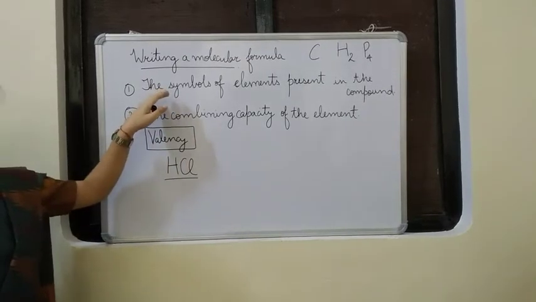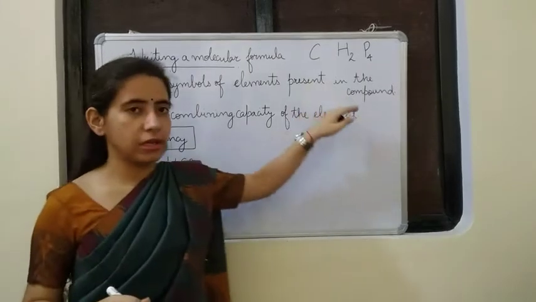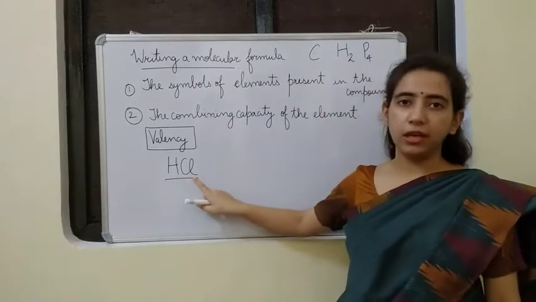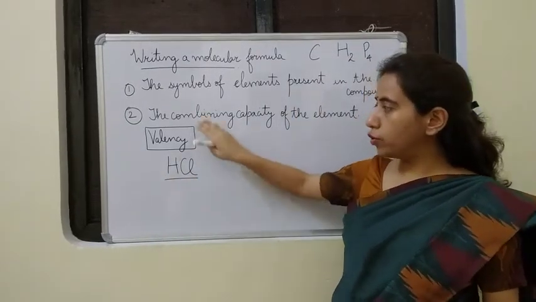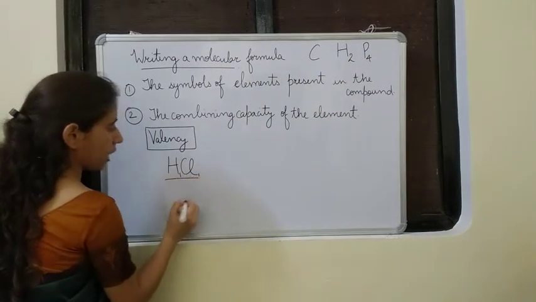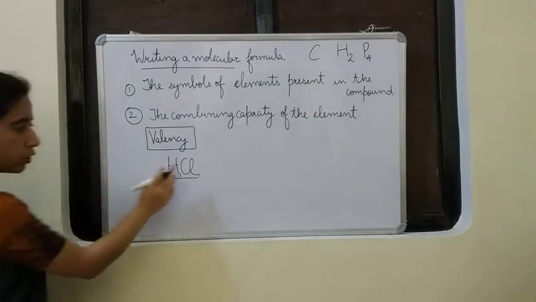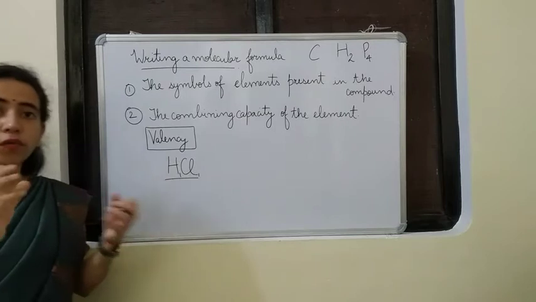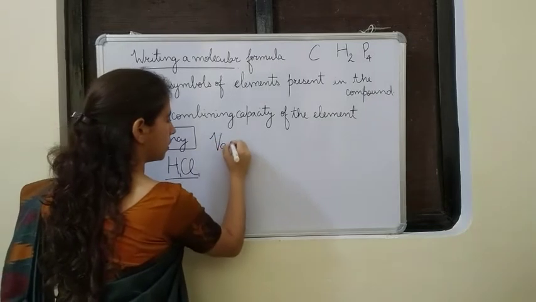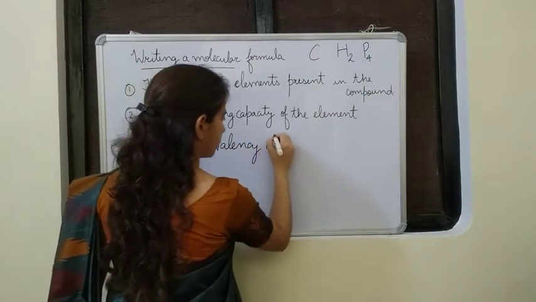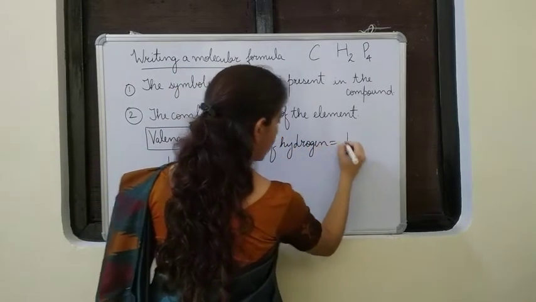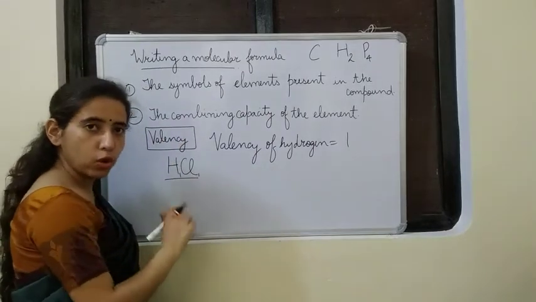So that first point is proved here: the symbol of the elements present. I know in HCl hydrogen and chlorine are there and their symbols are H and Cl. So that you should write, and from this you come to know the valency also. Here if nothing is written, you know actually what it is? 1 and 1. That means one atom of hydrogen combines with one atom of chlorine to form a molecule of HCl. So from here we can say the valency of hydrogen is 1, and in the same way the valency of chlorine also is 1.